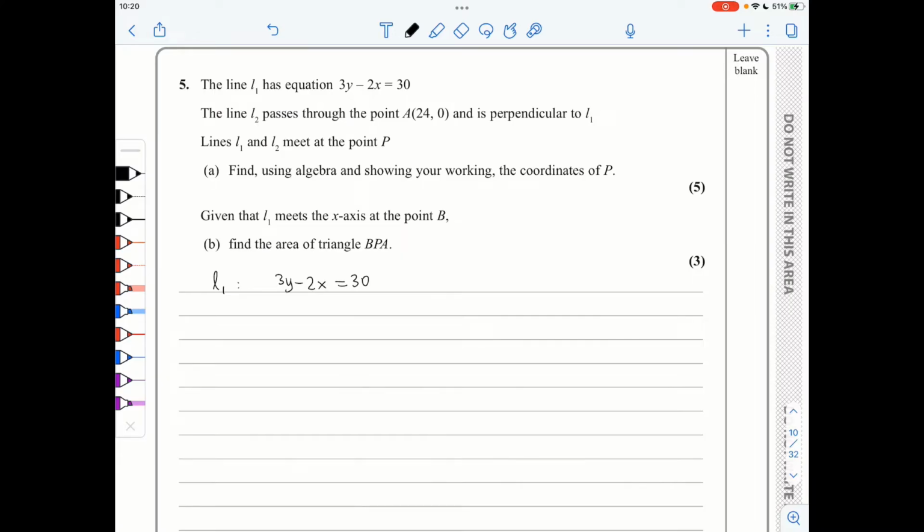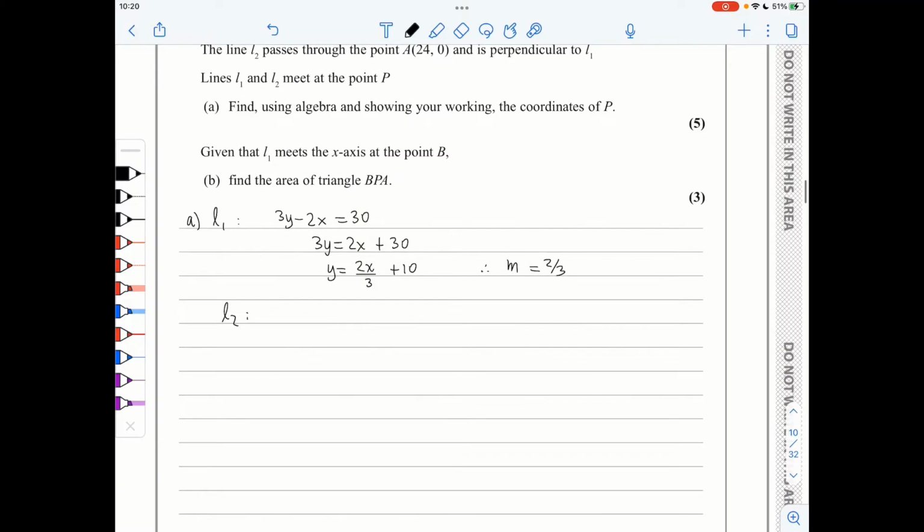The idea is to put it in the form y equals mx plus c in order to derive its gradient. Dividing throughout by 3 gives me y is 2x over 3 plus 10, and therefore the gradient of L1 is 2 over 3. Now L2 is perpendicular to L1, so it means that the gradient is minus 3 over 2. We flip and we change the sign. And in addition, we know that it passes through the point A, 24, 0.